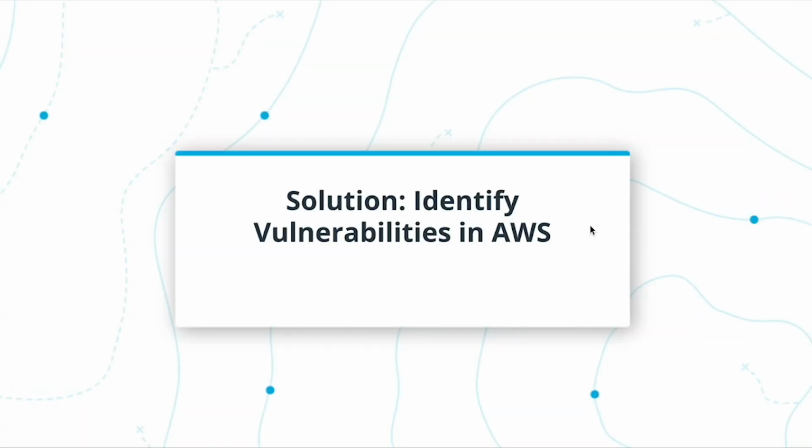AWS Config is a powerful tool to track configuration changes and compliance violations in your AWS account. I encourage you to explore the AWS Config dashboard, conformance packs, and rule aggregation features in more depth.